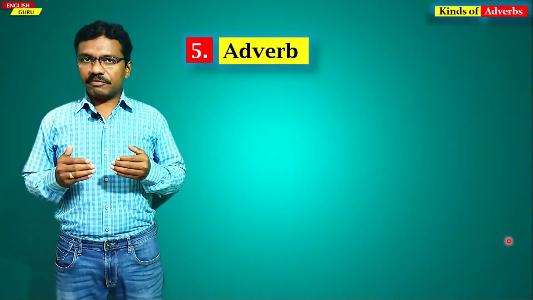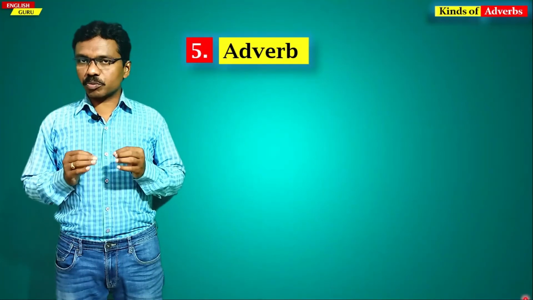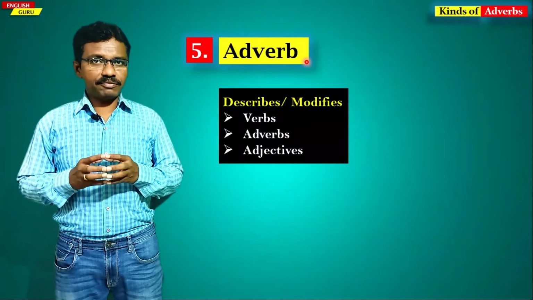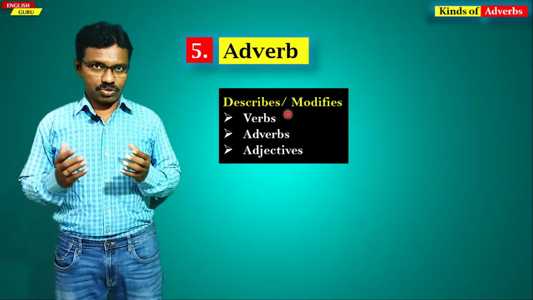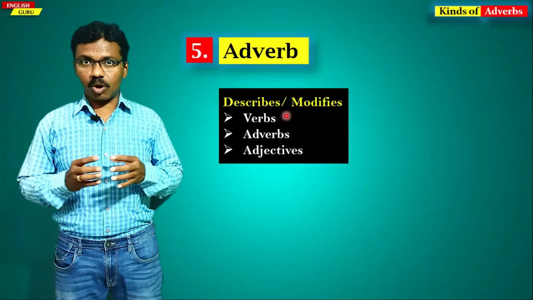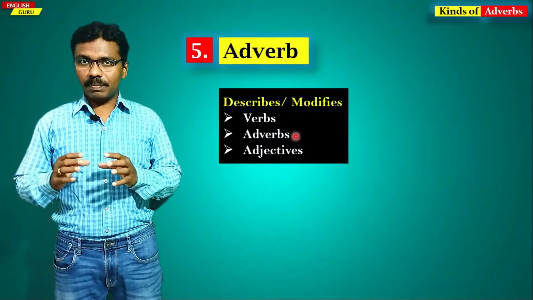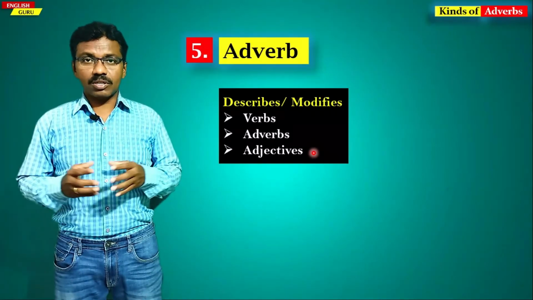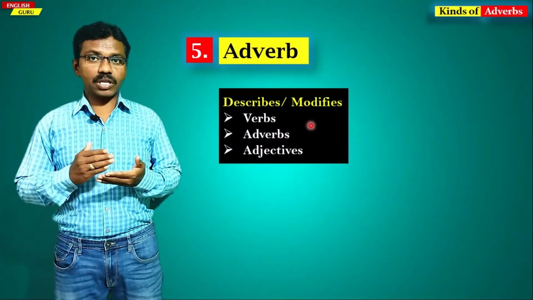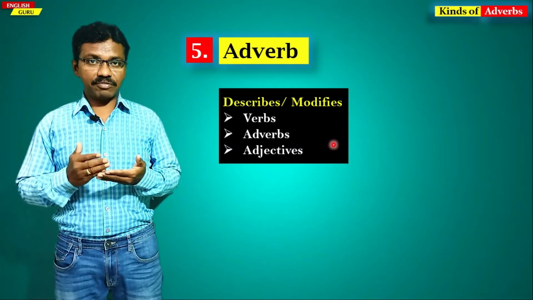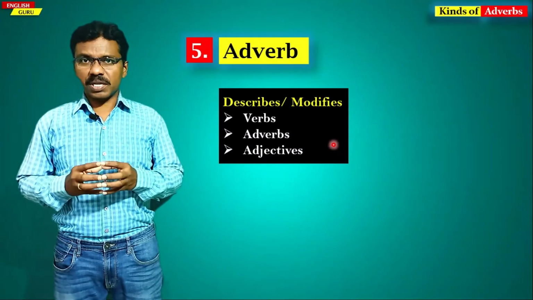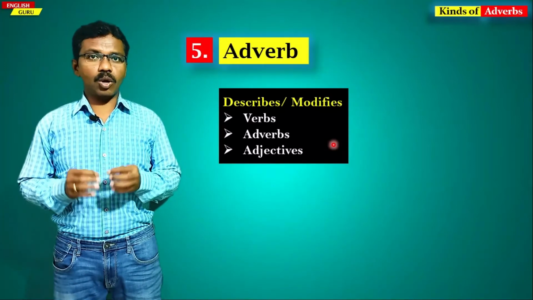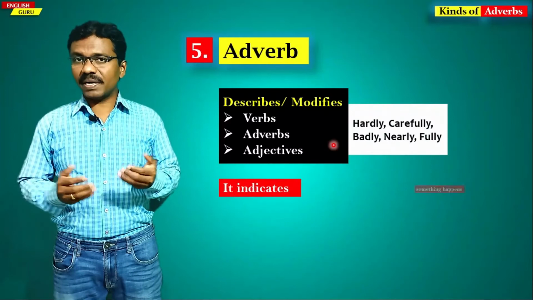Welcome back. Adverb is the fifth one in the parts of speech of the English language. So what is an adverb? Adverb is a word that describes, or gives more information, or modifies a verb, an adverb, or an adjective in a sentence. So it gives extra information about another verb, another adverb, another adjective, which means it indicates how, when, where, or why something happened in a sentence.